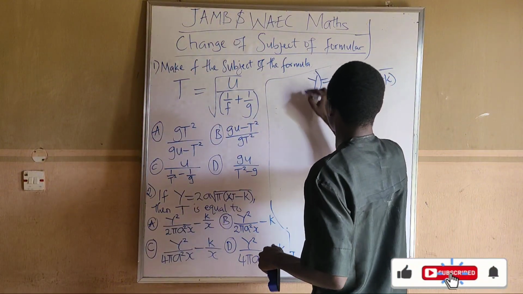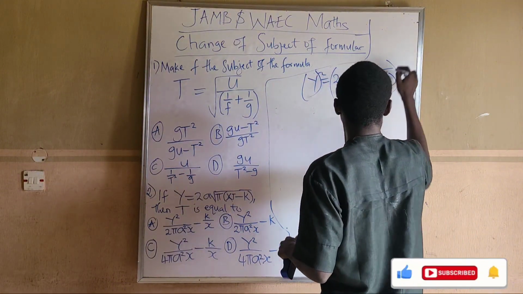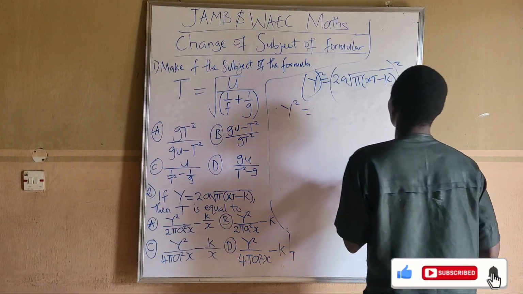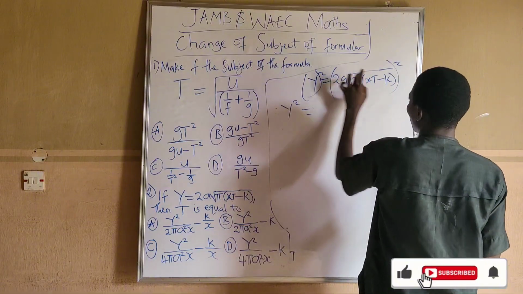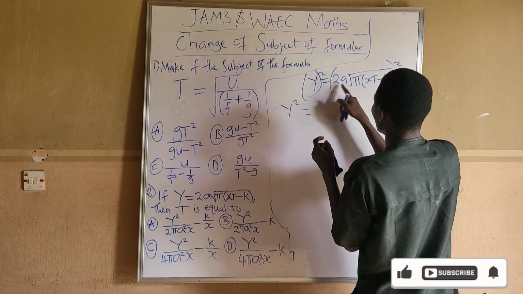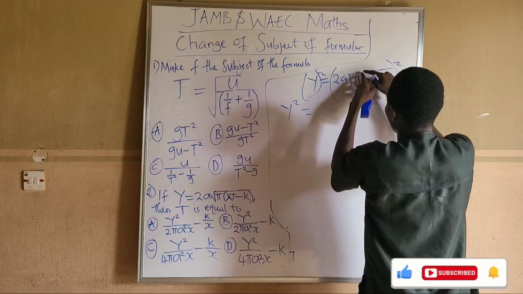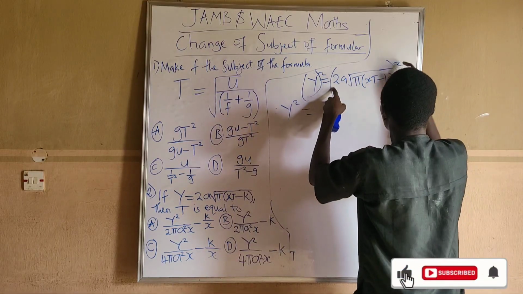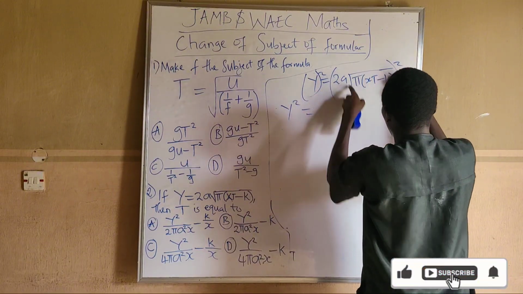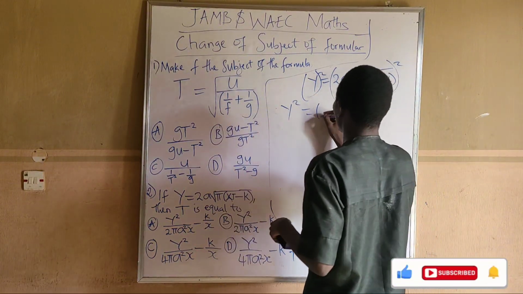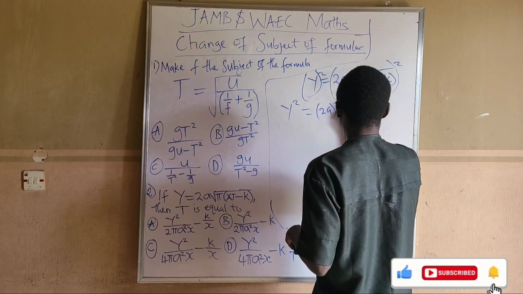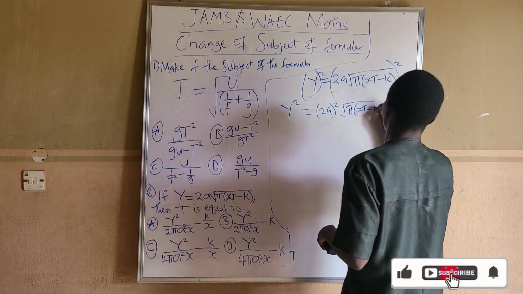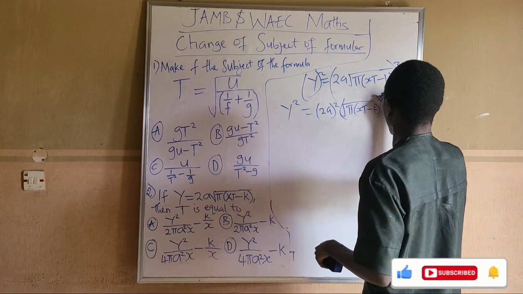When you square both sides, we have y square equals to, now if you look at this, this 2a is outside, it's not inside this square root, so you have to square it on its own. As if you square this on its own and then square this on its own. So we have 2a square pi bracket xt minus k square.